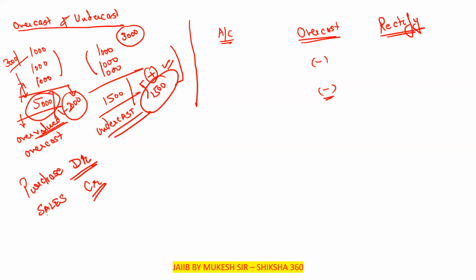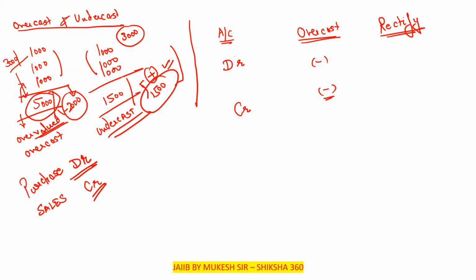So in the case of overcast, both things are to be reversed: either it should be debit or it should be credit. So what will happen in the case of overcast?